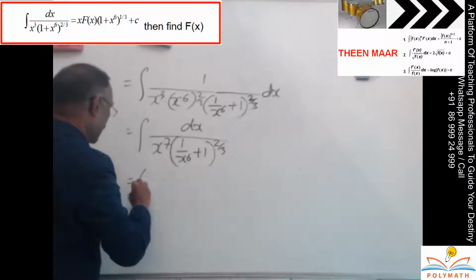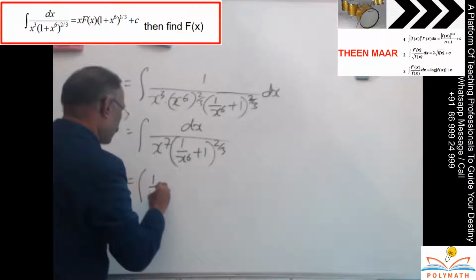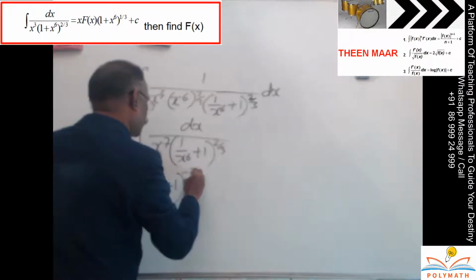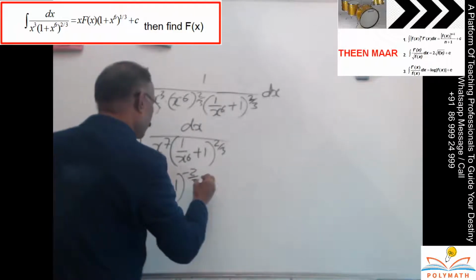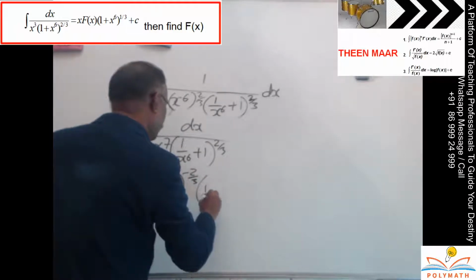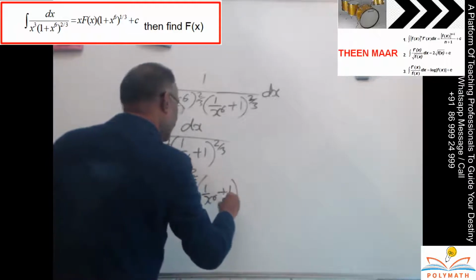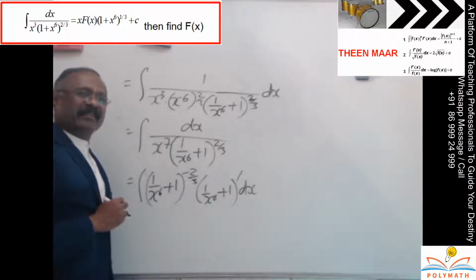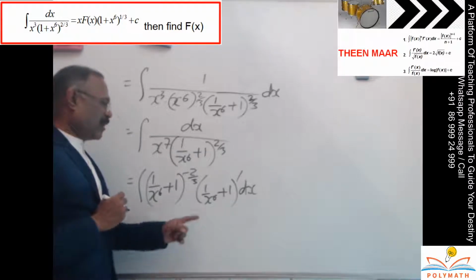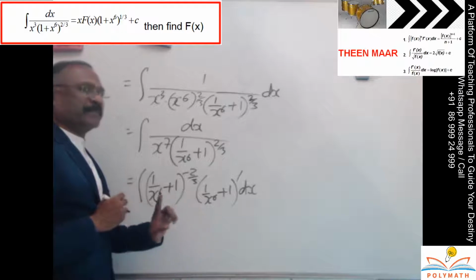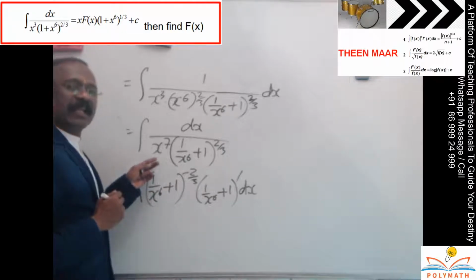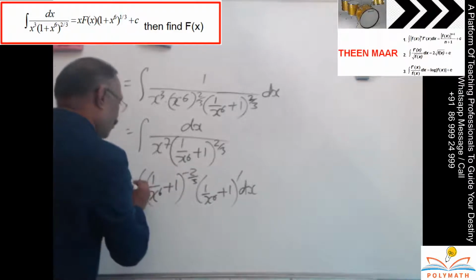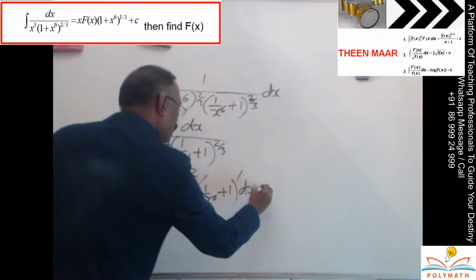Now just check it out. It is (1/x⁶ + 1)^(-2/3) into (1/x⁶ + 1)' dx. Just see that. If I write like that, how do we get the idea? Its derivative is nothing but -6/x⁷. See this, 1/x⁷ is there. So minus 6 extra. So write -1/6.